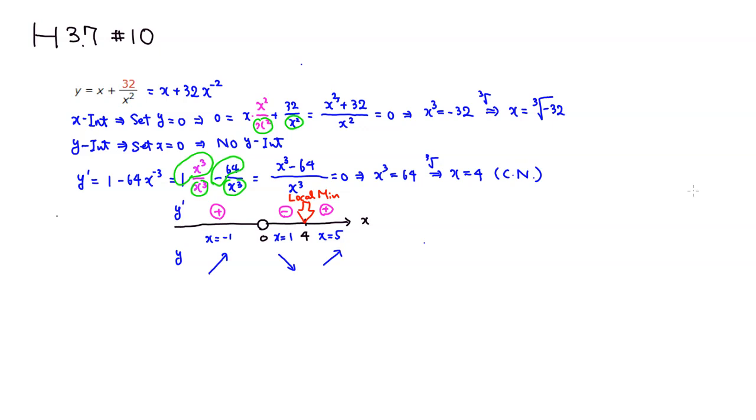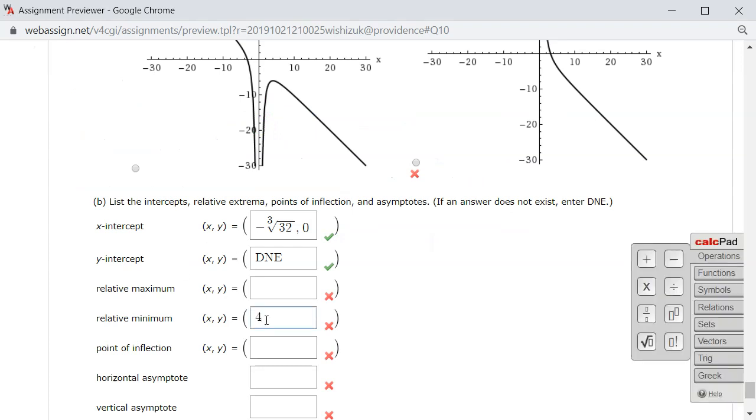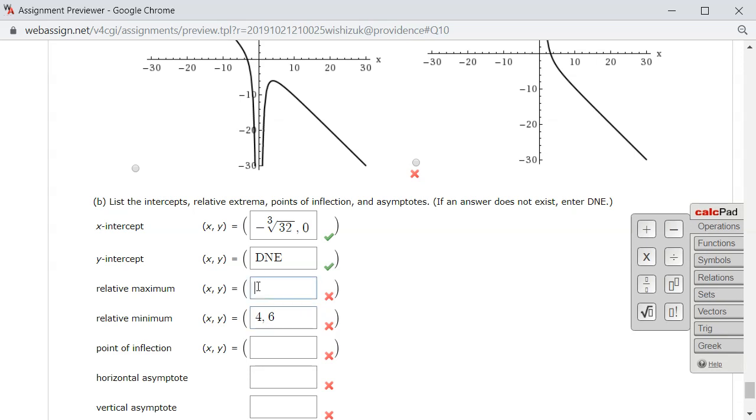All right, so let's find the corresponding function value. y of 4 is going to be equal to 4 plus 32 over 4 squared, which is 16. So it's going to be 4 plus 2, so 6. So (4, 6) is the local minimum. And then we do not have a local maximum, so we put does not exist.